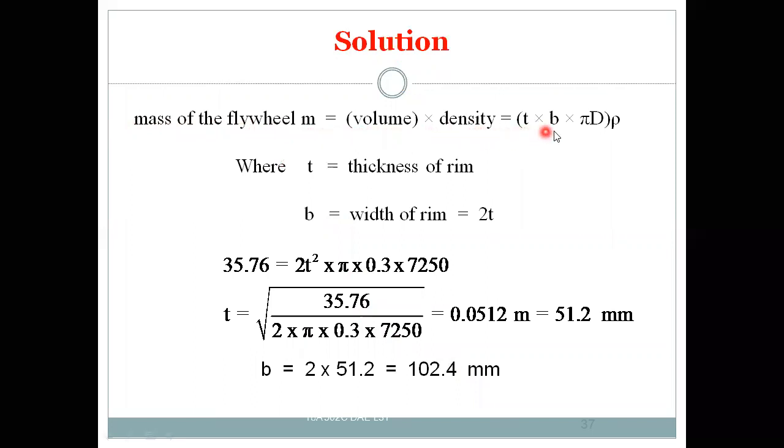Volume is equal to T into B, which is the area, and pi D is the circumferential length of the flywheel, and rho is the density. Here T is the thickness of the rim, and B is the width of the rim, which is equal to 2T as given. After substitution of all this, m is there for us, rho is also there for us, D is also there for us. Then after substitution, we will get thickness equal to 51.2 mm, that is B is equal to 102.4 mm. After substituting all the values, you will get your cross section also from this question, right?